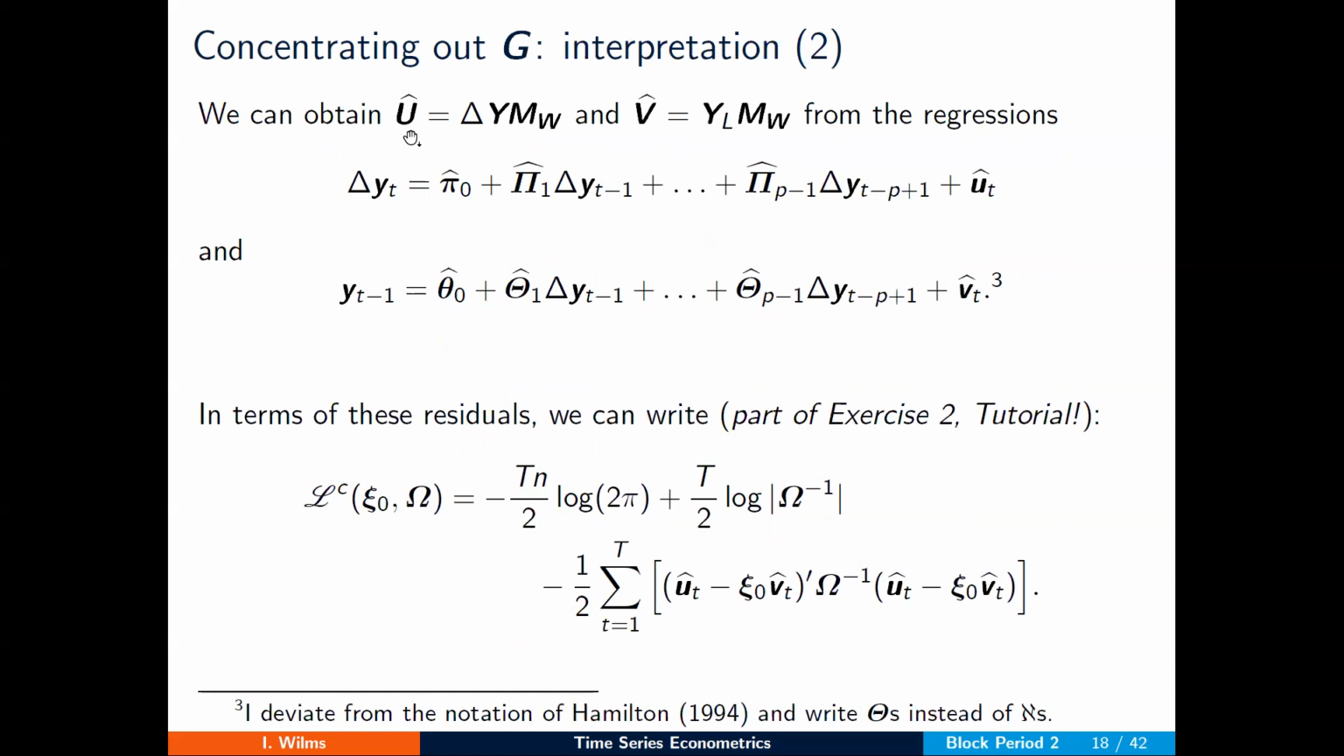And indeed, denote here U hat as the residuals from the regression of the series in differences on W. And V hat are the residuals from the regression of the series in levels, YL, on W. And we will then also show in the tutorial that you can re-express the log likelihood in terms of these U hats and V hats.